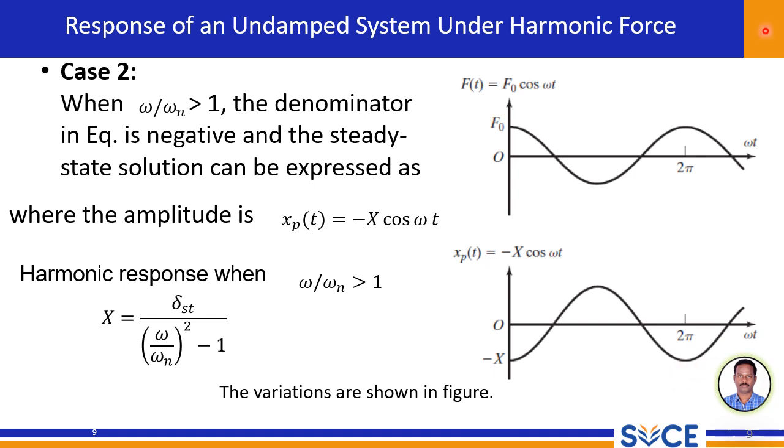So, when the frequency ratio is greater than 1, the system's harmonic response is out of phase with the external force. As you can see, the variations in the response are clearly shown in the figure, illustrating the impact of the frequency ratio on the phase relationship between the force and the system's displacement.